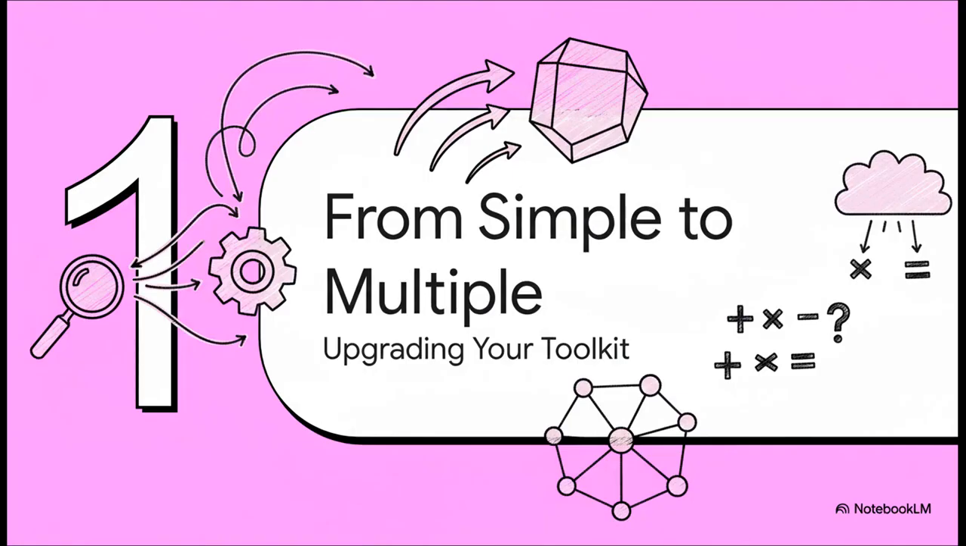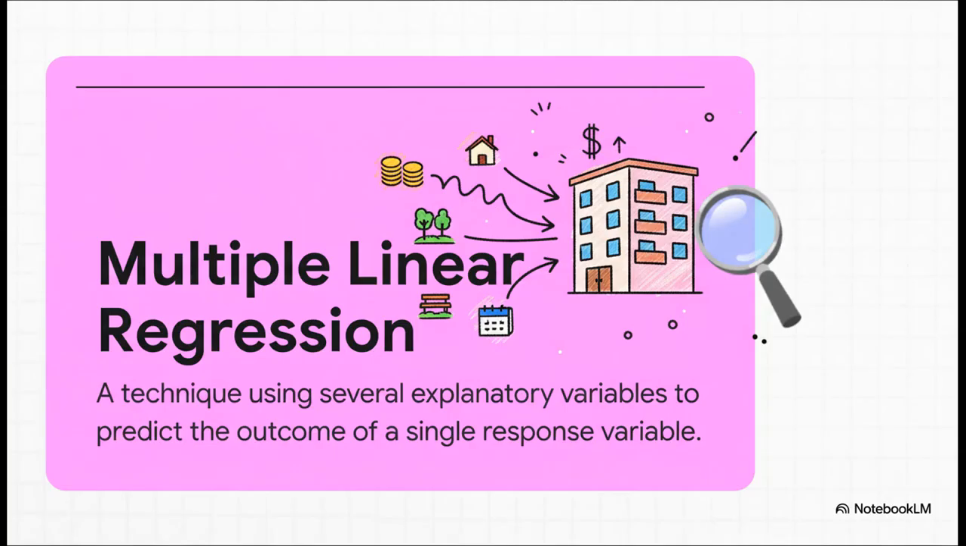So to handle all these different clues at once, we've got to upgrade our toolkit. Let's take a look at how we go from a simple one-clue model to something way more sophisticated. And that tool is called multiple linear regression, or MLR for short. Just think of it as a way to weigh the importance of a bunch of different factors all at the same time. It's pretty much the go-to method for any data scientist who's trying to predict a single outcome, like our apartment price, from a whole host of different variables.